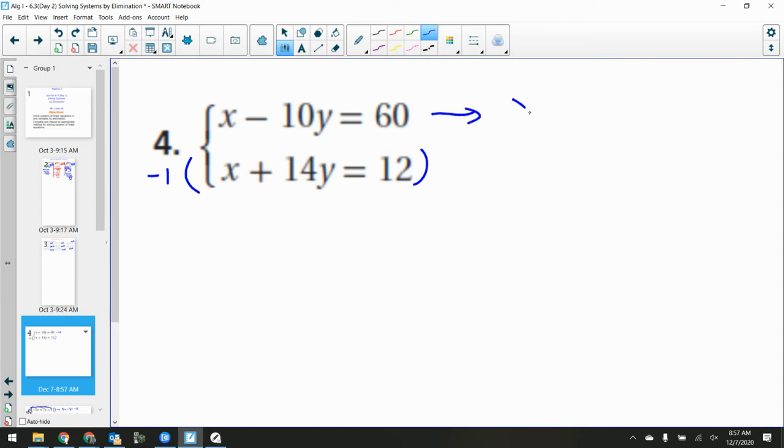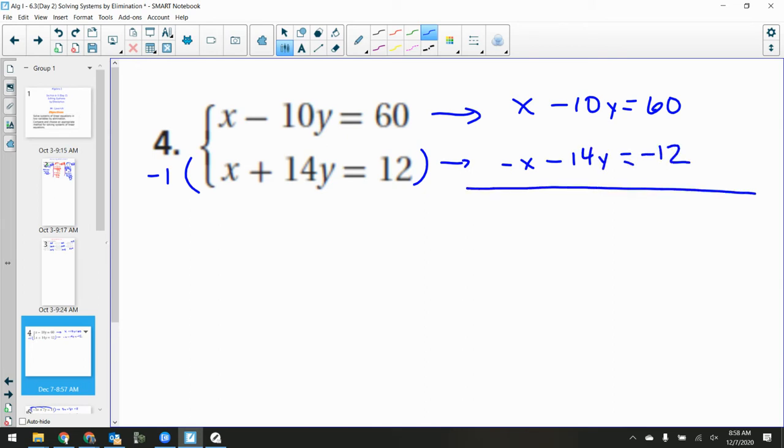That means original top stays. X minus 10y is equal to 60. The bottom becomes a -x, a -14, and a -12. And now I add these two equations together. My x's cancel, my y's become a -24, and 60 minus 12, that's 48. We divide by -24, so y is -2. We plug it back in.